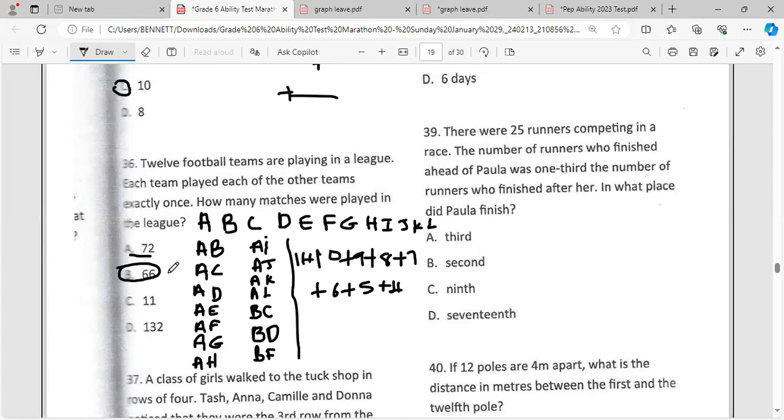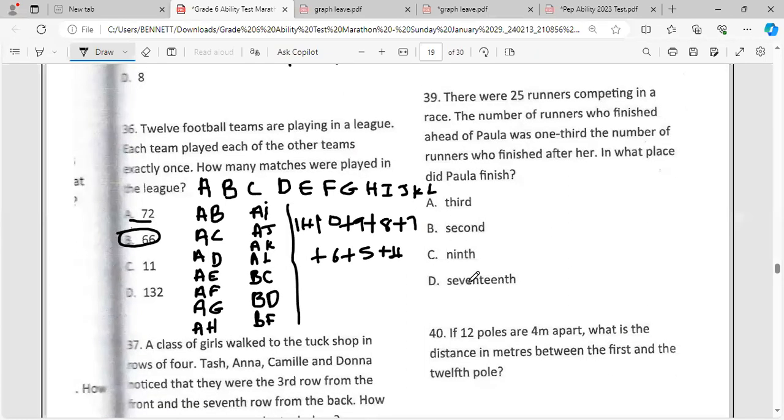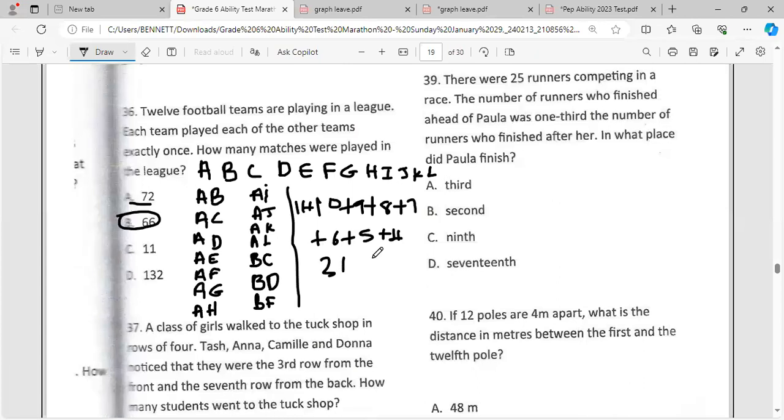Guys, you'd have to write it down and observe what is happening first. That's what I did. So you have AB, then AC, and so on. AB already played. When I reach B, it already played, right? And it would continue like that. So it's like they're playing one less, but they already played that particular team. So when you add everything, you'll get 66. Remember 3, 2, 1 to this, right? And that's it.